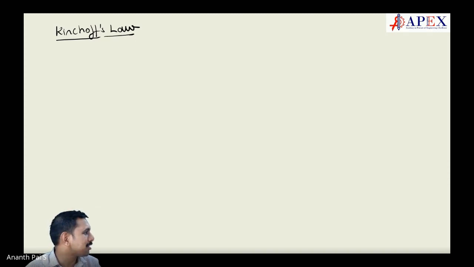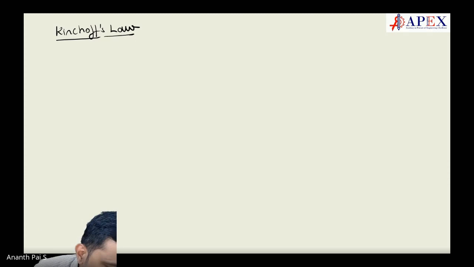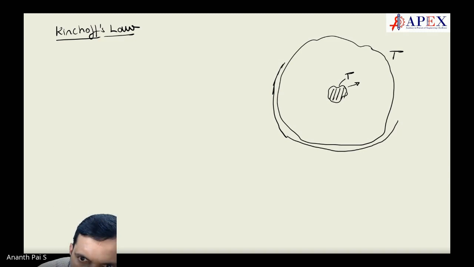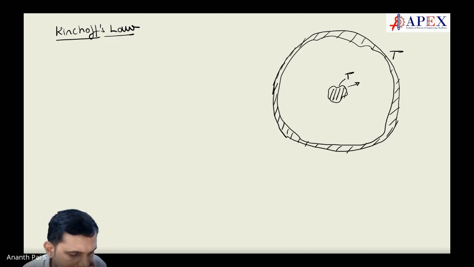So Kirchhoff's law. Let us see Kirchhoff's law. Now, see, let us say there is one body which is emitting radiation, and there is one body at a temperature T, a closed one. This is the temperature T. This is also at temperature T. There is an inside body and an outside body. The inside body is totally enclosed in the outside body. There is no place at all. Right? And both are at the same temperature T.